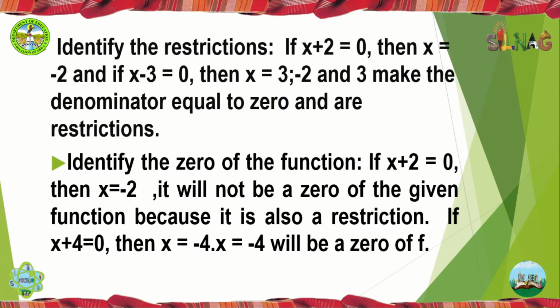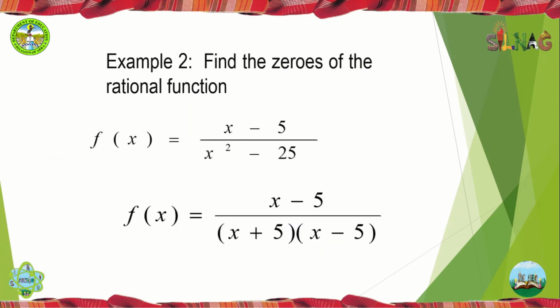Then we have to identify the zero of the function. If x plus 2 is equal to 0, then x is equal to negative 2. It will not be a zero of the given function because it is also a restriction. If x plus 4 is equal to 0, then x is equal to negative 4. So, x is equal to negative 4 will be the zero of the given rational function. So, let us have our example number 2.